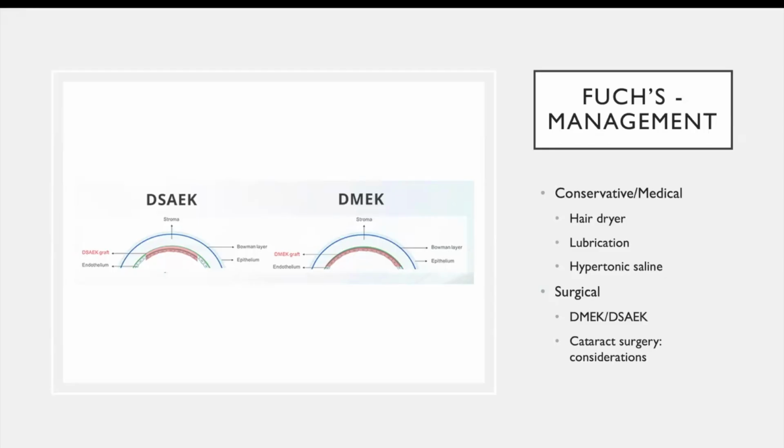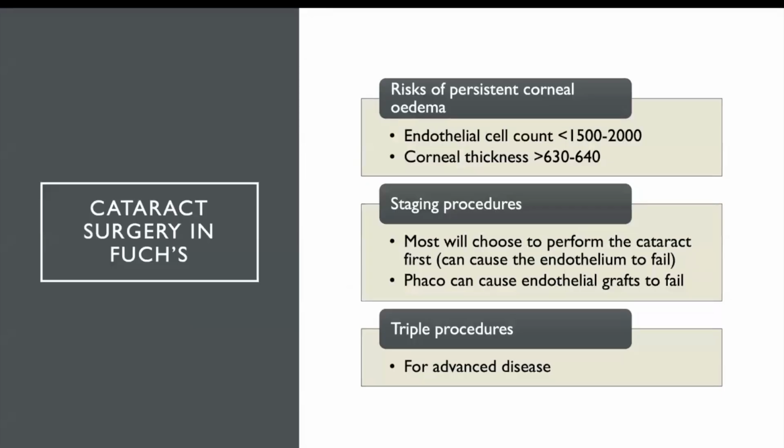So the other thing to bear in mind, and the other thing that comes up in your exams, particularly in the oral exams, is considerations of Fuchs when it comes to cataract surgery. And that's what we'll go into now. So, with cataract surgery, the main thing that you're worried about with Fuchs is there is a risk of essentially persistent corneal edema after you do the cataract operation. And that risk is essentially higher with patients with an endothelial cell count of less than about 1,500 to 2,000, depends on where you work in terms of what their cutoff is for cataract surgery.